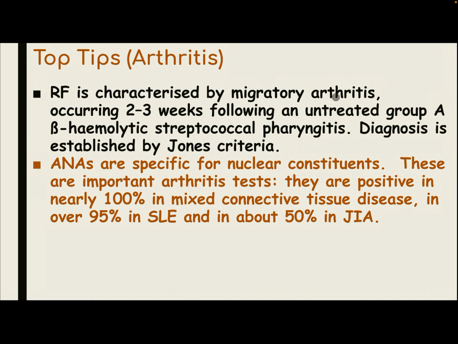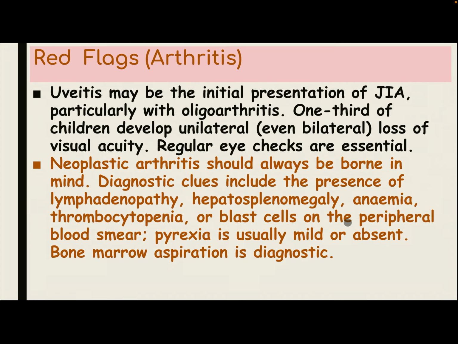Rheumatic fever is characterized by migratory arthritis occurring 2 to 3 weeks following an untreated group A beta-hemolytic streptococcal pharyngitis. Diagnosis is established by Jones criteria. ANA are specific for nuclear constituents. These are important arthritis tests. They are positive in nearly 100% in mixed connective tissue disease, in over 95% in SLE, and about 50% in JIA.